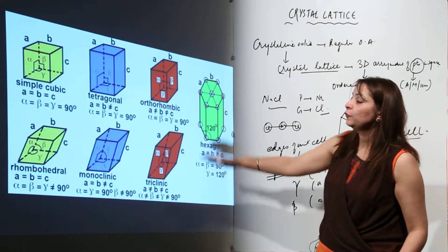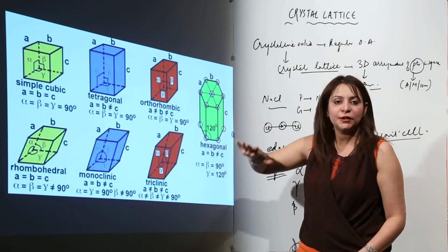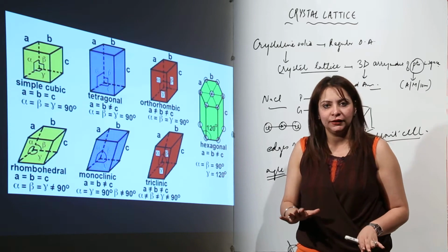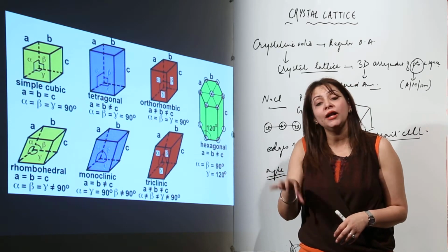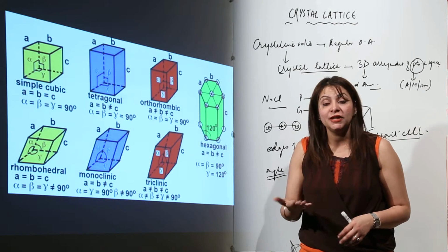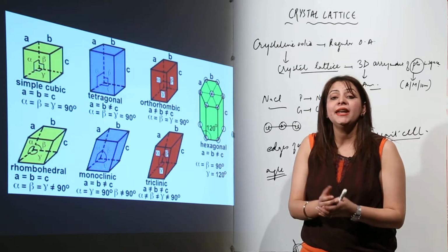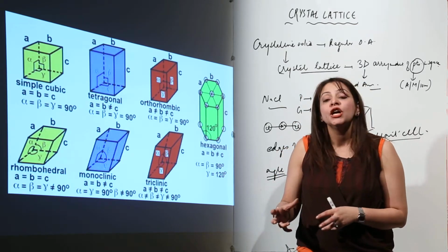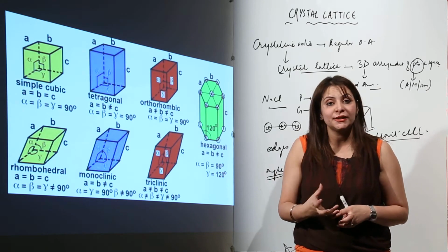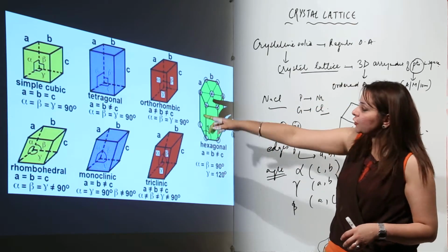As you can see, the first and simplest one is the simple cubic, right? In this, all 3 sides are equal, that is A equals B equals C, and all the sides are perpendicular to each other. That means alpha, beta and gamma are all equal to 90 degrees. So whenever you see that 3 sides are equal and alpha, beta, gamma are equal to 90 degrees, you should know the structure of the unit cell. Obviously it is the cubic one. Now second is the tetragonal.